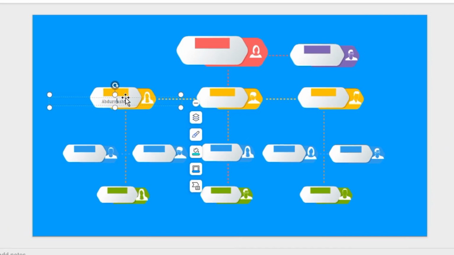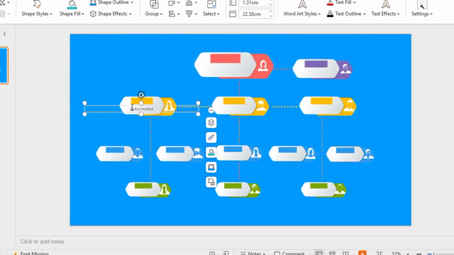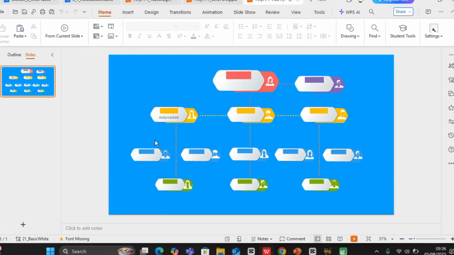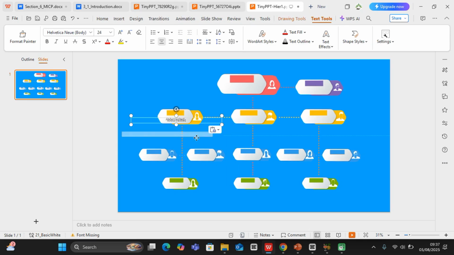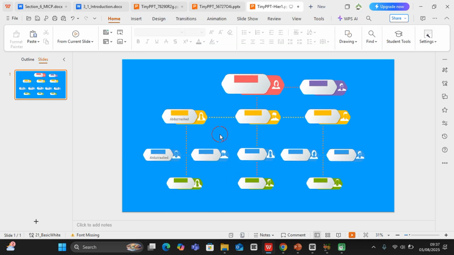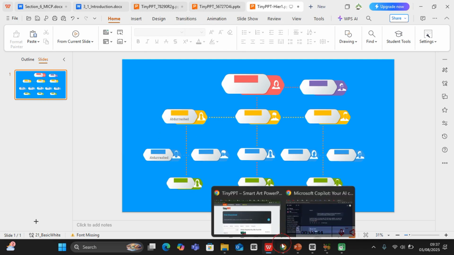For example, this one I've created using the text box, so you can just copy and paste it somewhere, and you can also edit it accordingly. Okay, so you can always add it somewhere and then edit. Now this template, I got it from tinyppt.com.